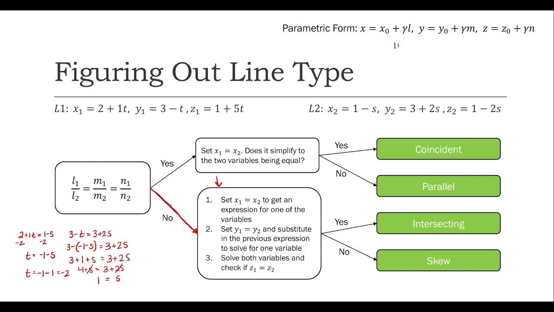So we have 1 plus 5t equals 1 minus 2s. So 1 plus 5 times negative 2 equals 1 minus 2 times 1. So this is 1 minus 10 equals 1 minus 2. Negative 9 equals negative 1. That's not true, so these are skew. If it was true, they'd be intersecting. So our answer for this would be skew.